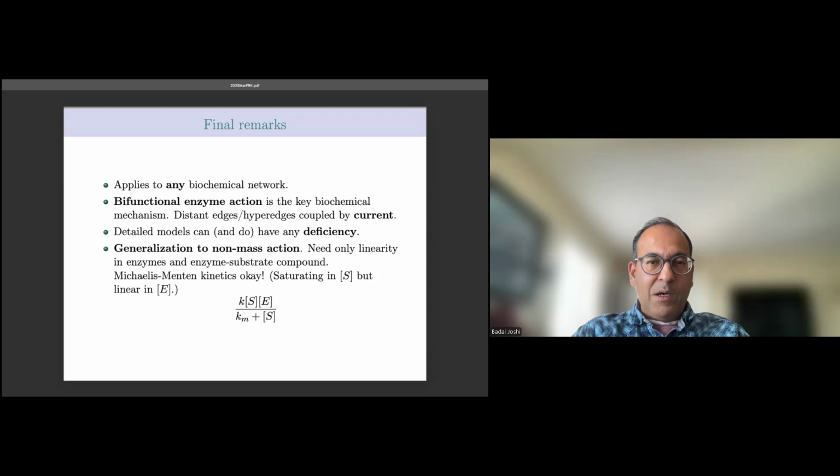All right, so lastly, I should mention that you do see other kinetics besides mass action kinetics in the literature, and all of this can be generalized to non-mass action. The only thing we need for this formalism is that you have linearity in enzymes and in the enzyme-substrate complex. But you don't need linearity in the substrate itself. For example, Michaelis-Menten kinetics is totally fine because it is of this form, which is saturating in S. It does not grow monotonically in S, it saturates in S, but it is still linear in E and in the enzyme. And so that's totally fine. All of what I said earlier holds for Michaelis-Menten and Hill kinetics.